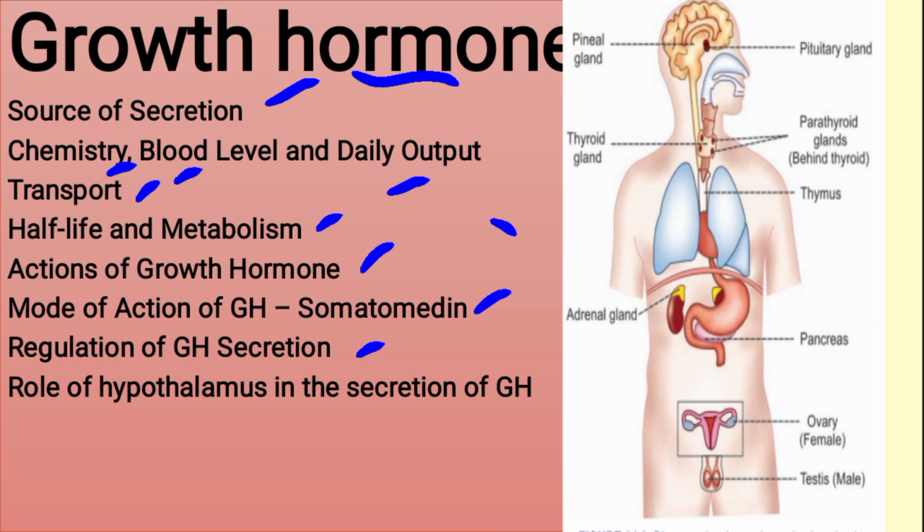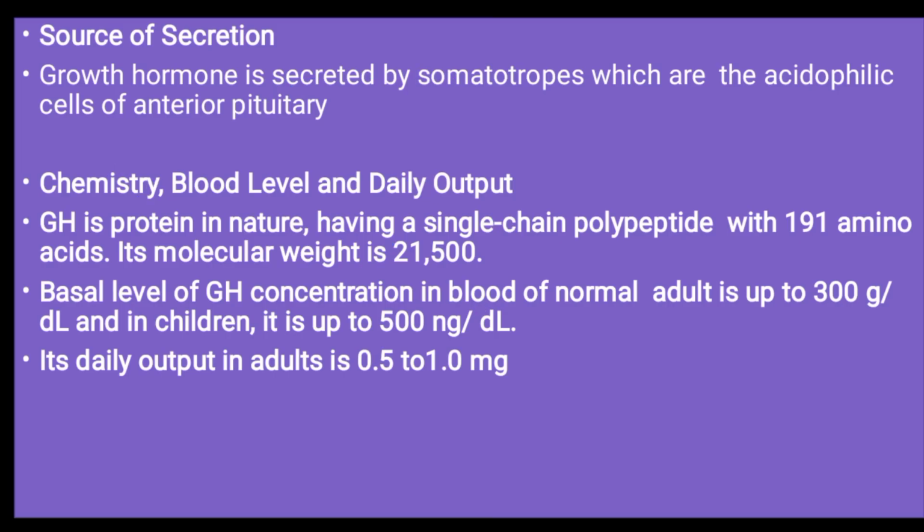Let's start with the source of secretion of growth hormone. Growth hormone is secreted by the somatotrophs. And now, what are somatotrophs? We have discussed that somatotrophs are the acidophilic cells of the anterior pituitary. So, it is important to know that growth hormone is secreted by the somatotroph cells of the pituitary gland.